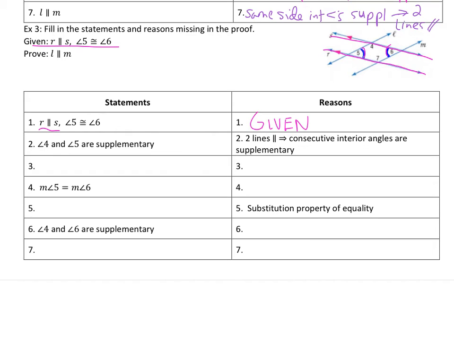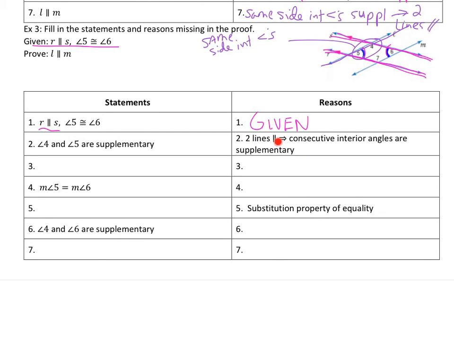When we look at our statement number 2, angle 4 and angle 5 are supplementary. It doesn't mention 4 and 5 up here, so let's look at our picture. If we see that our two lines are parallel to each other, and this transversal line is going through them, 4 and 5 are our same side interior angles. And we know that those types of angles need to be supplementary. So that's why this reason right here is written.